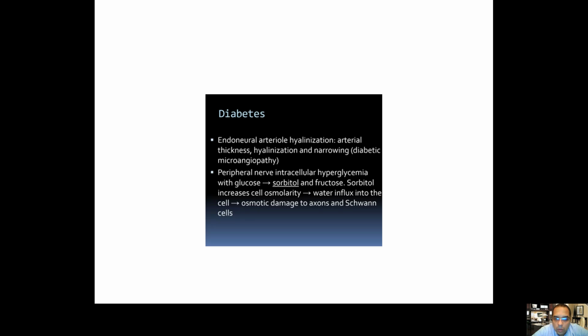sensory neuropathy. One of the mechanisms, as we have said before, is that the endoneurial arteriole starts to have hyalinization and there is narrowing of these arterioles. So there is thickening and narrowing, and this is what's called diabetic microangiopathy, one of the most important pathogenic mechanisms. I'm sure that you are aware of other mechanisms, that intracellular hyperglycemia can produce sorbitol, fructose, and sorbitol increases the cell osmolality, and this will increase the water influx into the cell, causing osmotic damage to the axons and Schwann cells, and here starts the process of neuropathy.